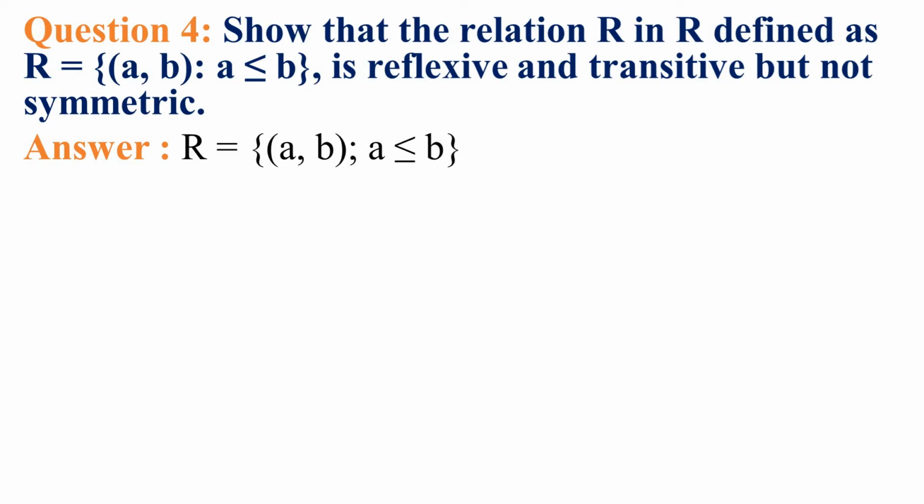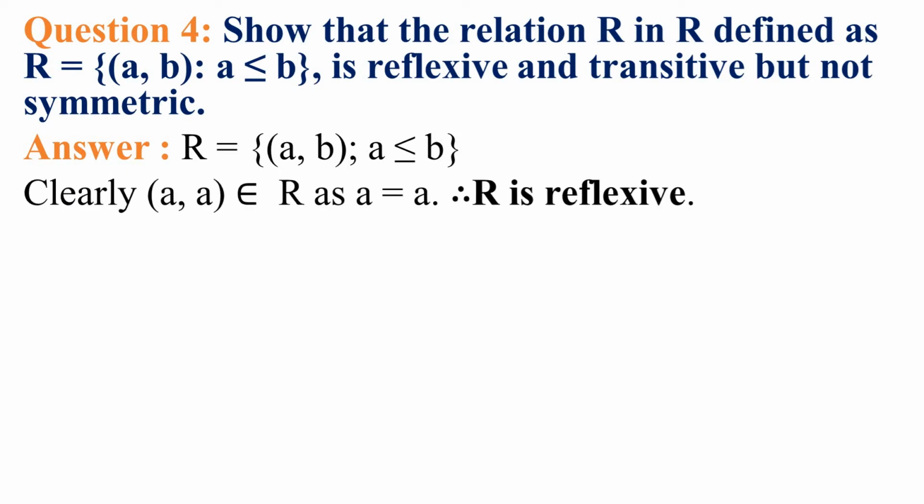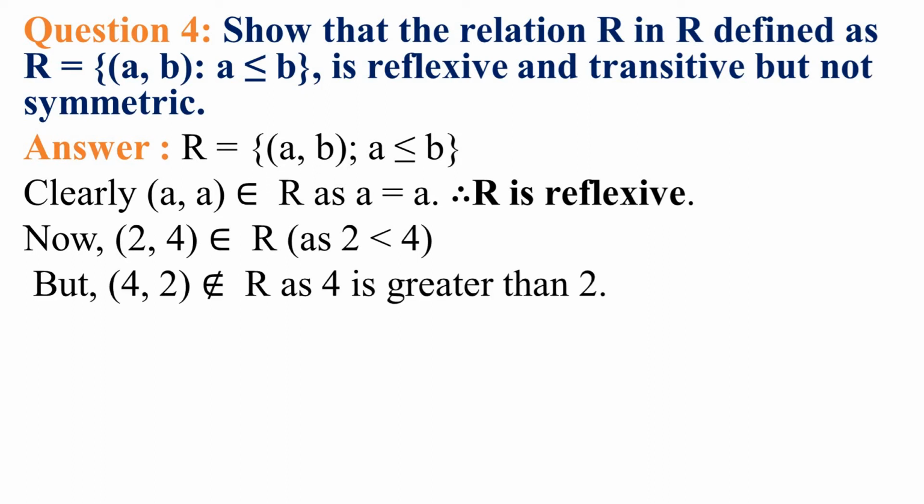First of all we check the reflexive property. Clearly every a belongs to R because a = a. Therefore R is a reflexive relation. Next, (a, b) belongs to R implies (b, a) belongs to R? But here (2, 4) belongs to R, that means 2 < 4, but (4, 2) does not belong to R because 4 is greater than 2. Therefore R is not a symmetric relation.